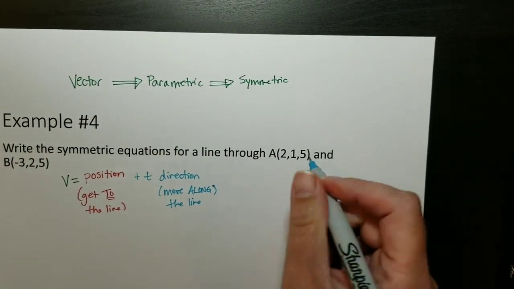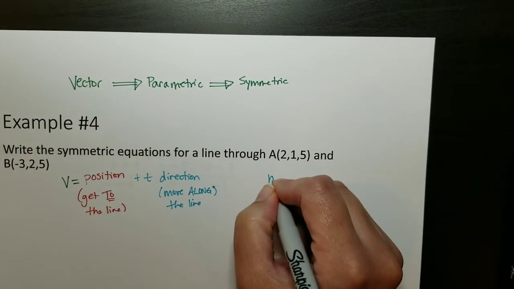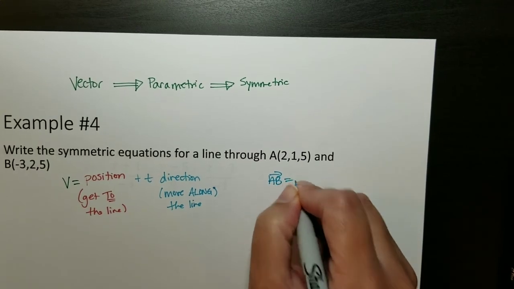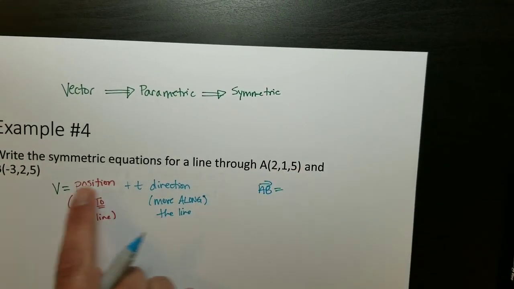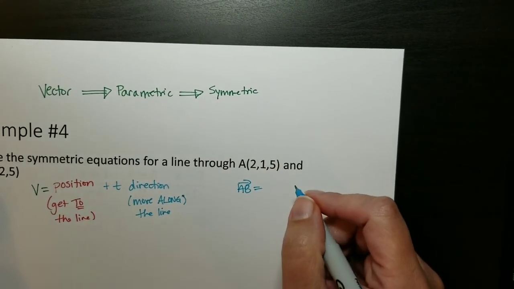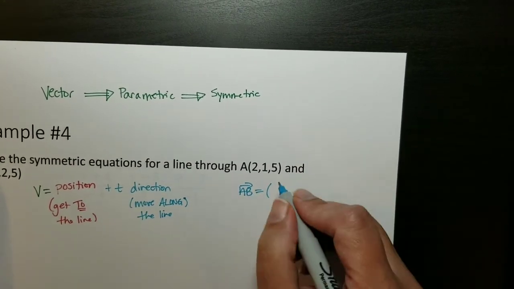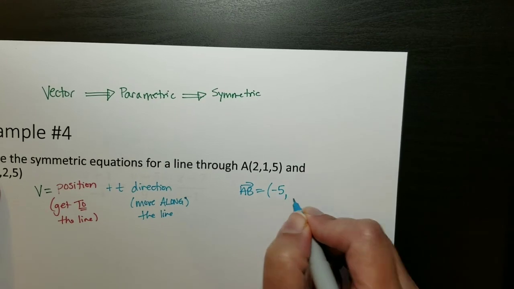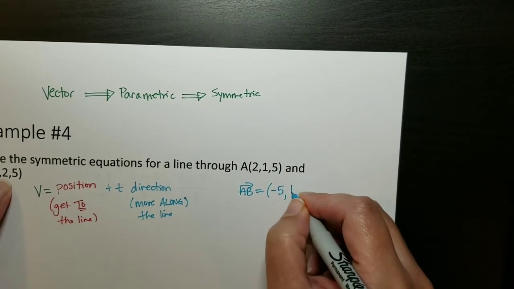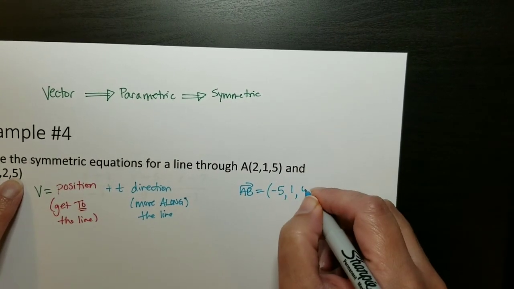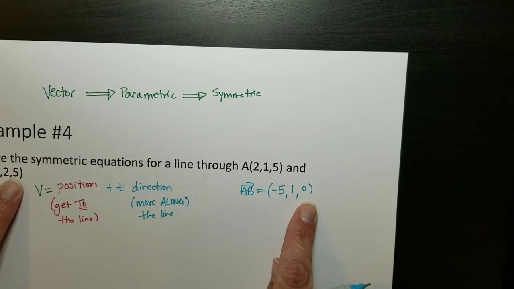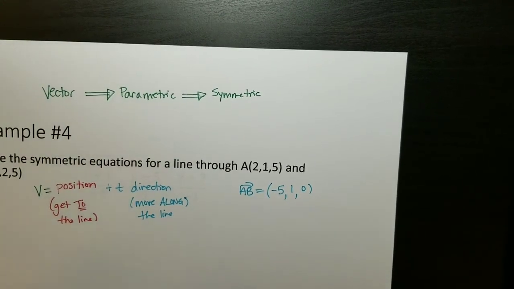So I'm just going to find direction vector AB, because that's the direction of this line, goes from A to B. So I'm going to get that direction vector by subtracting. So -3 minus 2 is -5. 2 minus 1 is 1. 5 minus 5 is 0. And then that's my direction vector.